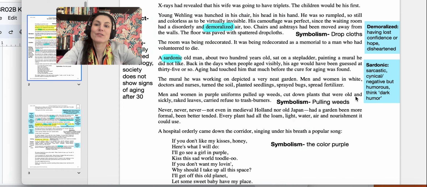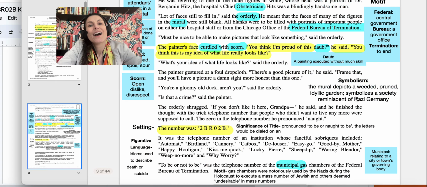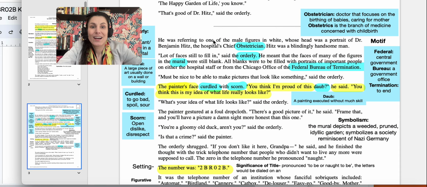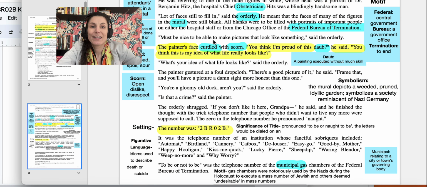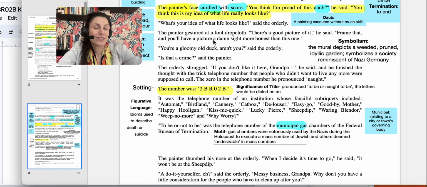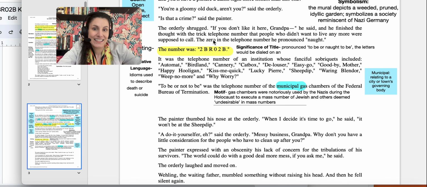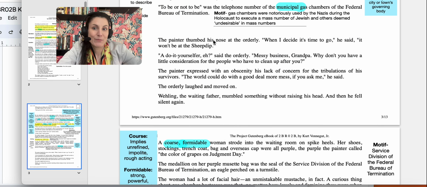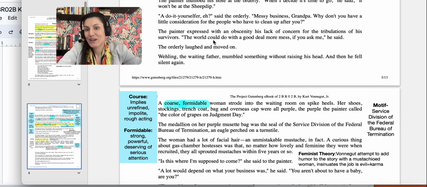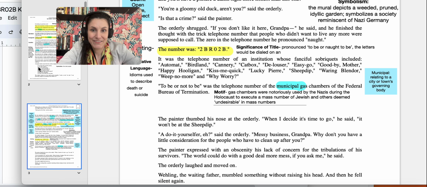All right, now we'll get into our rising action. And we can say we meet Dr. Hitz. Well, we haven't met him yet, we know about him. And we learn from the painter and an orderly's conversation that in this society, when people do not want to live anymore, they call a number and the Federal Bureau of Termination will end their life.